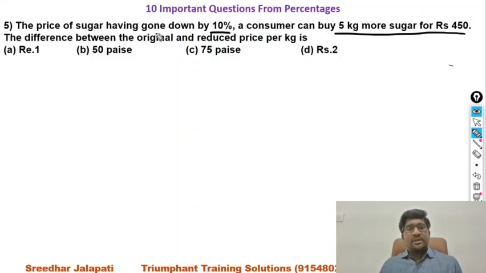The price of sugar having gone down by 10%, a consumer can buy 5 more kg sugar for rupees 450. That means he has 450 rupees with him. When the price was something, he bought a certain number of kgs. When the price reduced by 10% per kg, he bought another 5 kgs. So this question can be answered in two ways. One method is, that increase decrease.